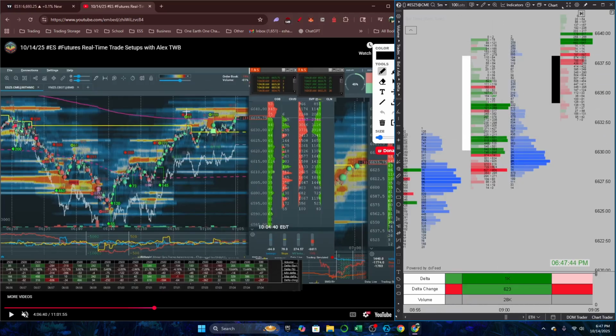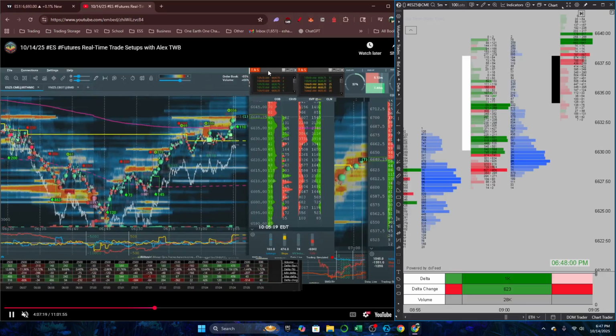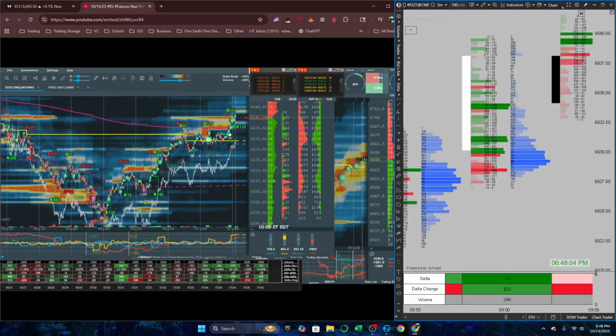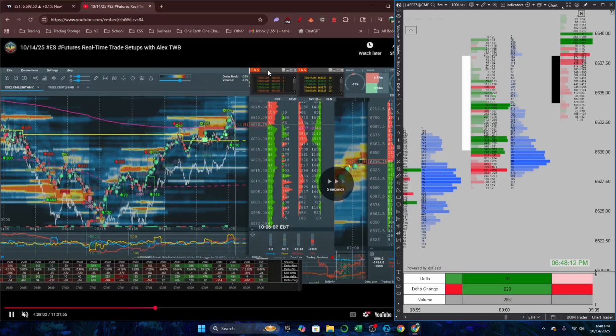Would it have been something I would have liked to take or would have taken? Probably not. Why? No barrier, and it's aligned with the higher time frame VWAP, so instead of having a retracement long, it would be a long going into a liquidity level. Now let's keep moving forward.